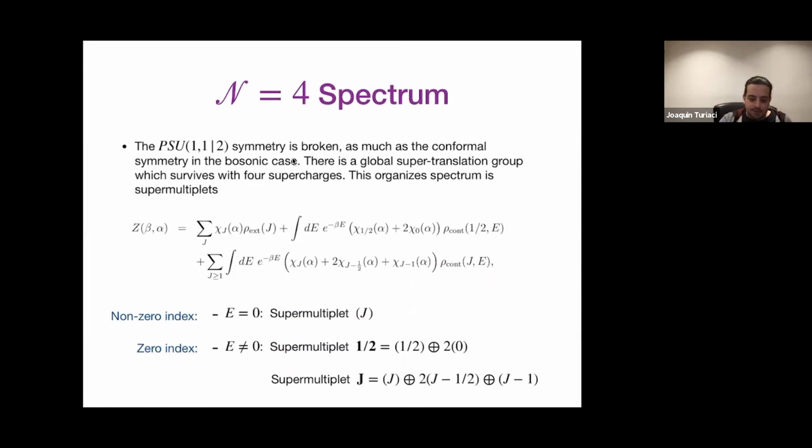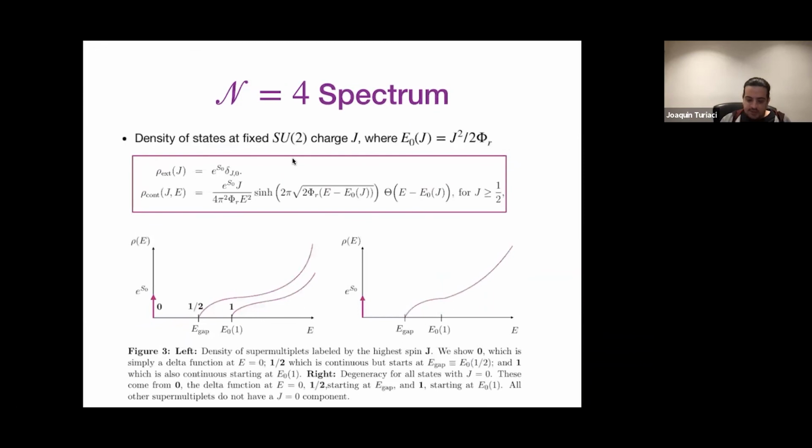Okay, so then what we need to do is to take this function I wrote before and expand it and extract this continuum density of states as a function of energy and angular momentum, and the extremal or BPS or zero energy contributions. And that surprisingly happens to be not that complicated, or at least the answer looks not too bad and surprisingly similar to the bosonic case, even though it's a completely different calculation. First of all, you see that the extremal states at zero energy come only from states with angular momentum equals zero.